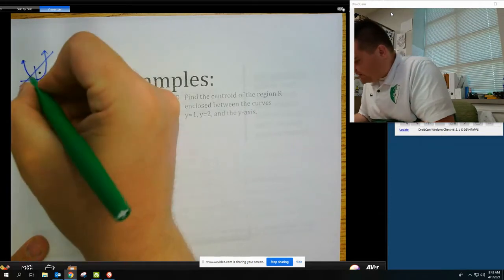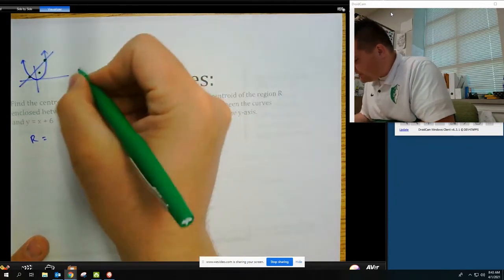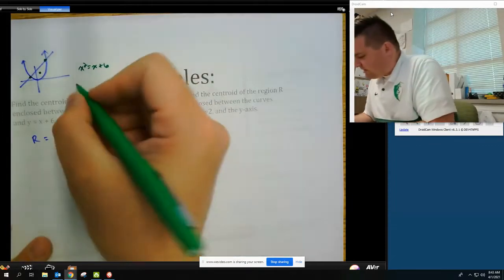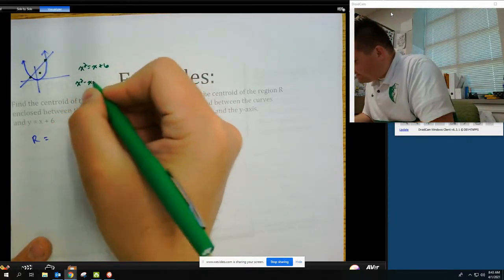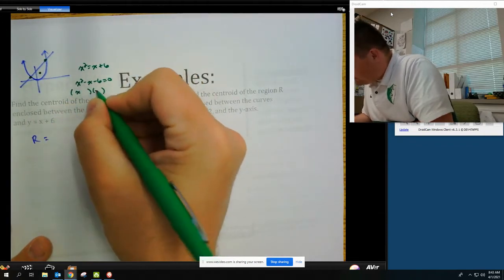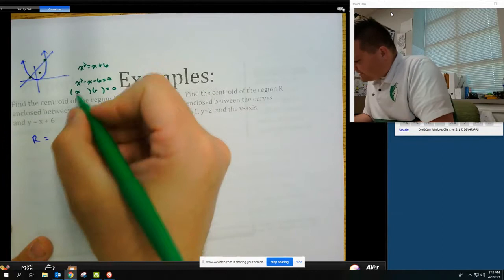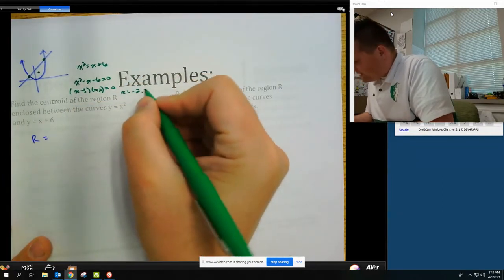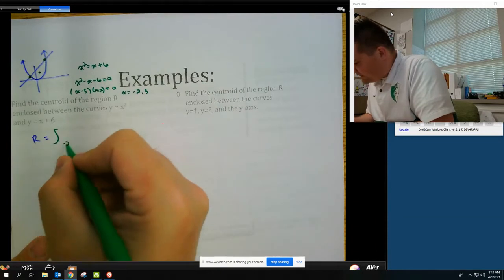Now, first off, I have to find out where these intersect. So I'm going to do x squared equals x plus 6, to see where these intersect. I'm going to get x squared minus x minus 6 equals 0. This will factor. Minus 3 plus 2. So I'm going to get x to equal negative 2 and 3. So I'm going to integrate from negative 2 to 3.